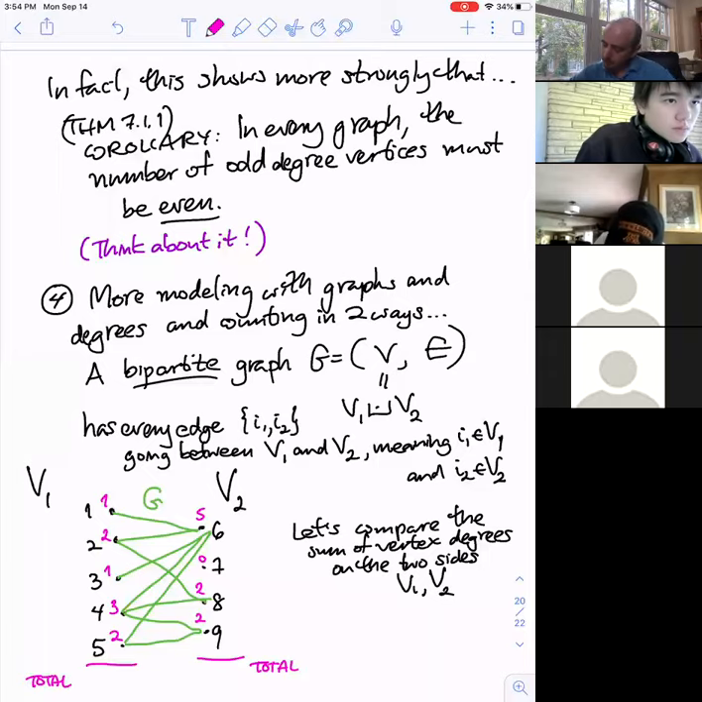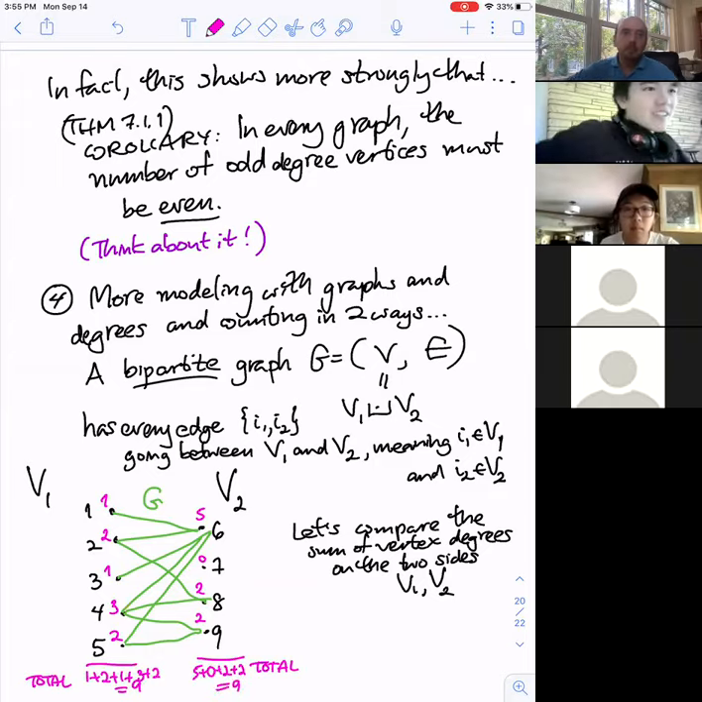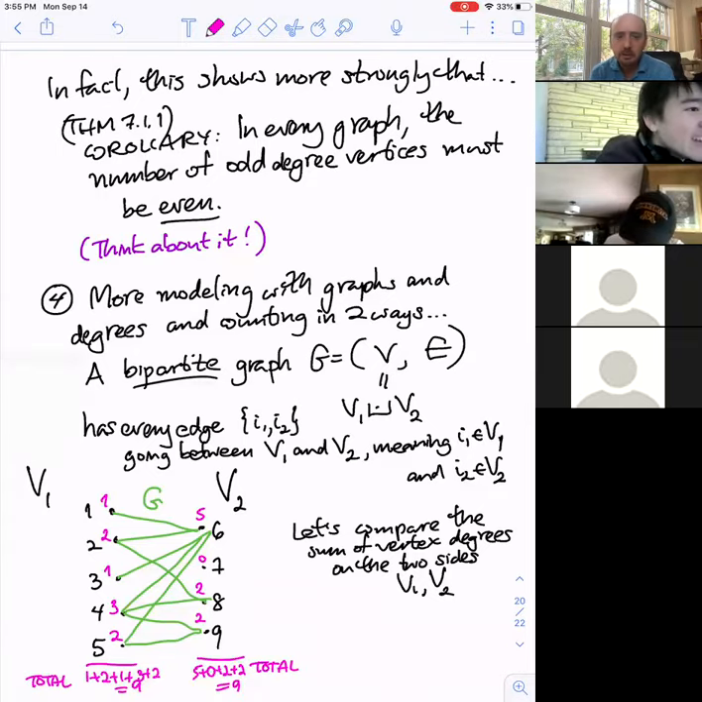Okay. And now I'm going to take the total on both sides. What do I see? 1 plus 2 plus 1 plus 3 plus 2 is 9. And on this side, I see 5 plus 0 plus 2 plus 2 is 9.